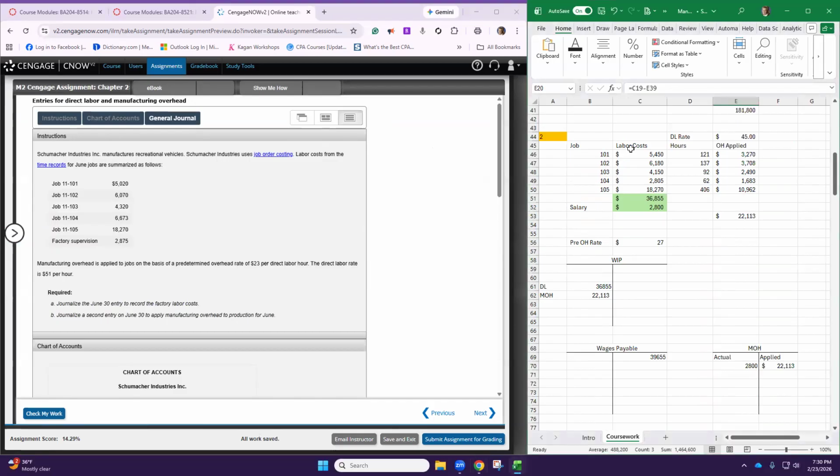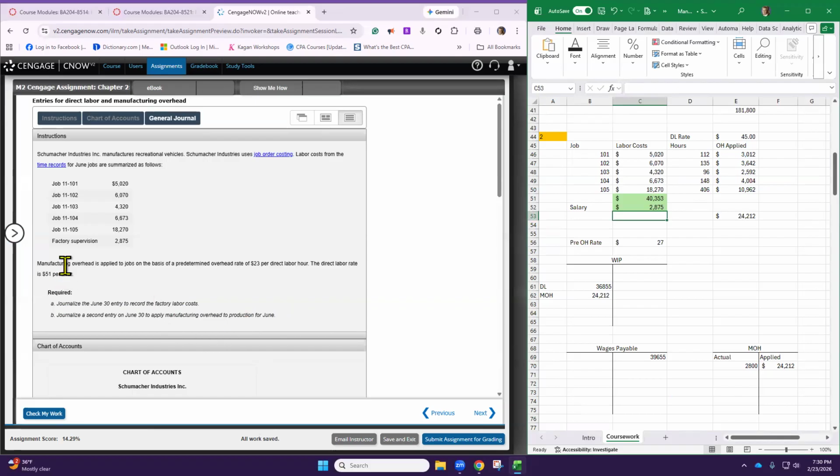So job 101. So now I've got to key in a new amount. Okay, I've got $5,020, $6,070, $4,320, $6,673, and $18,270. And if I add down for all of those jobs, all of those jobs with the direct labor, I got $40,353. Now be careful. The supervision is not going to be direct labor. In fact, I got to change that. It's $28.75. So those two numbers are going to matter.